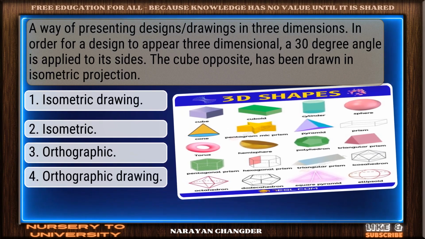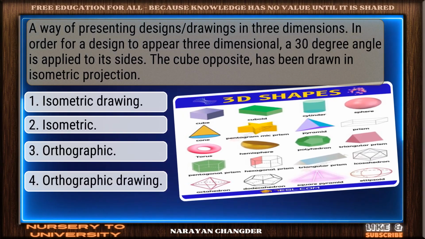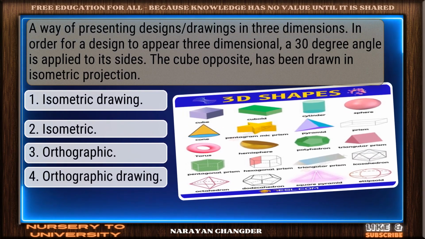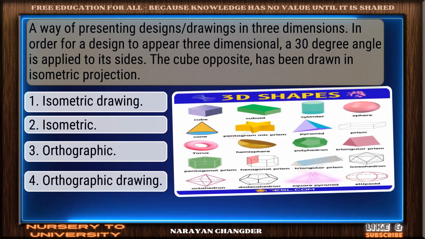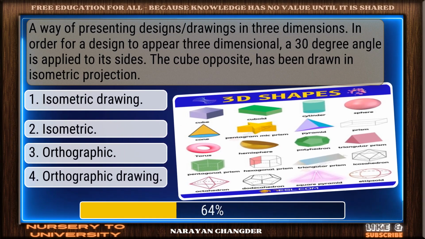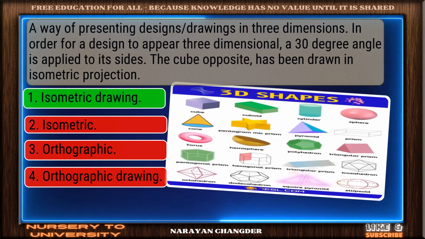A way of presenting design drawings in 3 dimensions. In order for a design to appear 3-dimensional, a 30-degree angle is applied to its sides. The cube opposite has been drawn in isometric projection. Excellent. Isometric drawing is a brilliant choice.